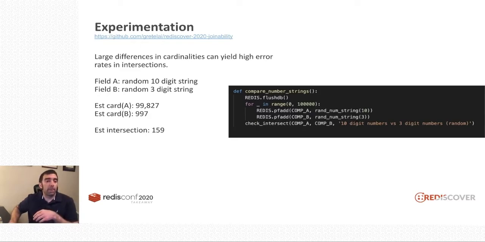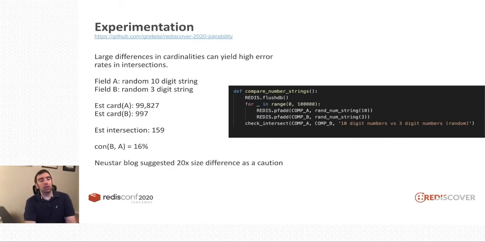B. So in this case, when I ran the simulation this one time, my estimated intersection came in at 159, which gives a containment score of 16%, when we know the actual answer is 0%. What we learned from this is that the order of magnitude between the two set cardinalities can really let that standard error rate throw a false positive. So that's just something we have to keep in mind for our implementation.